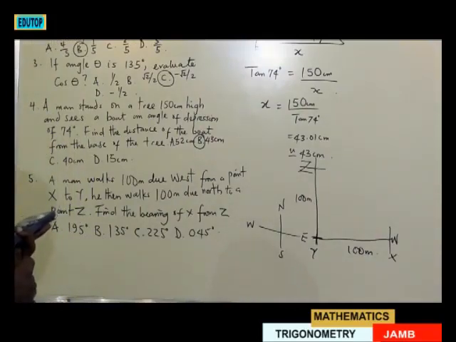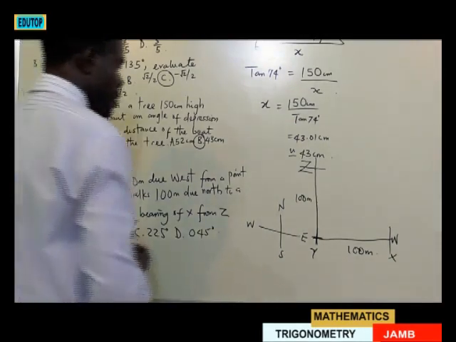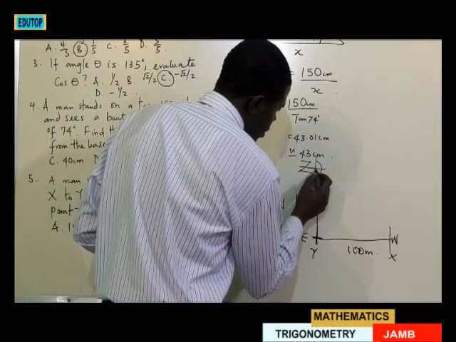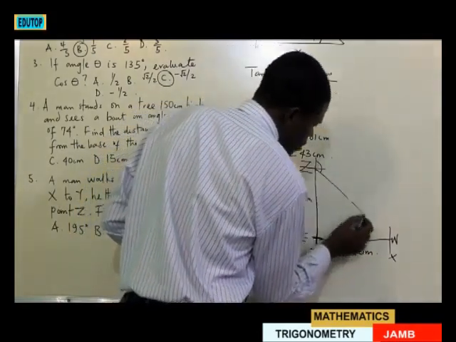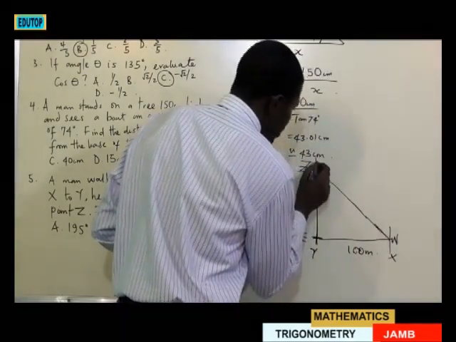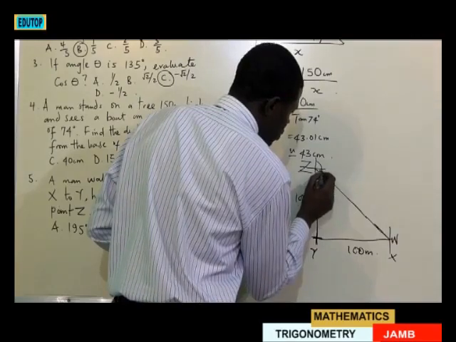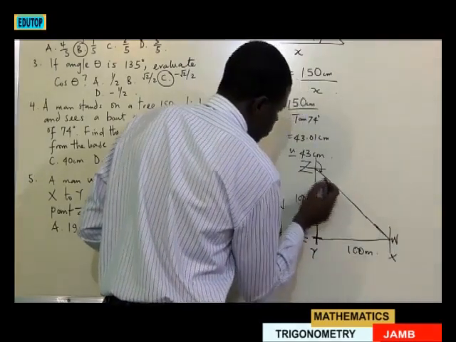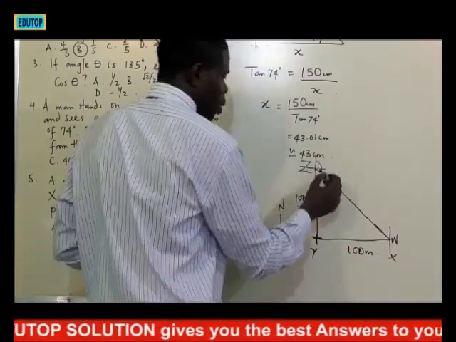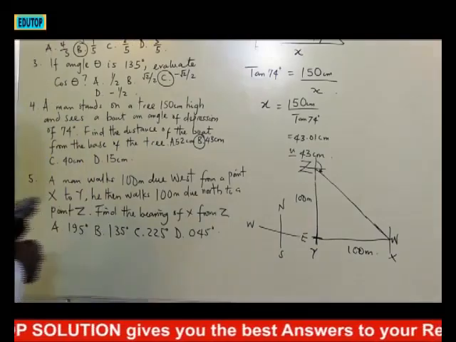Find the bearing of X from Z. The bearing of X from Z will be somewhere here. And you roll it down. So this is the bearing of Z from X. Where it touches the line of X. This is the line of sight coming from what? X. So the bearing will be this plus this.